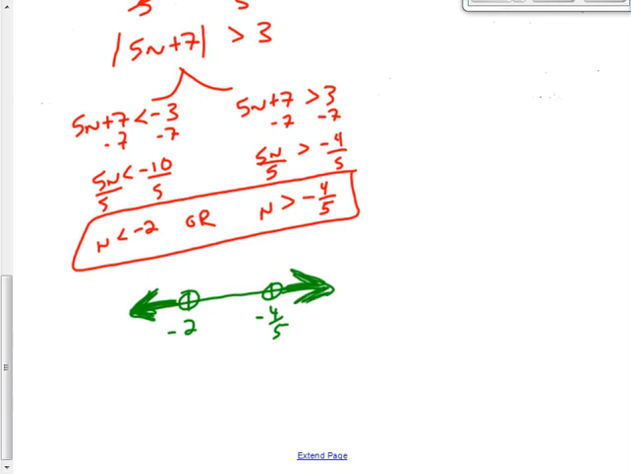So when I look at those, I ultimately am looking at the fact that this is an OR graph. It has the endpoints and then arrows out to the sides. I start at negative 2 and I end at negative 4/5. Parentheses at both of those because of the fact that there's open circles, no equal to line underneath the inequality. Okay, so go through, work on these, and make sure you ask questions if you have any of them.